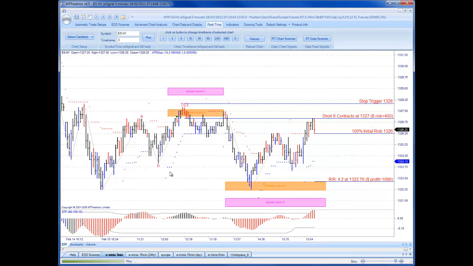So a great example of MTPredictor in action on the 3-minute ES from yesterday, where you can see the automatic setups and how they unfolded.